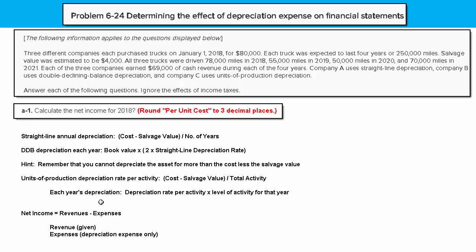So to calculate the depreciation, you simply take the depreciation rate that we've calculated here and multiply it times the level of activity for that year. How many miles was it driven? And sure enough, they gave us that information right in the problem as well. Okay, so we're able to calculate depreciation under 3 different methods. Then you're simply going to take the revenues minus the expenses to come up with net income for each of these 3 different companies. And from that, you'll be able to calculate net income. Okay, I think that's all you need.